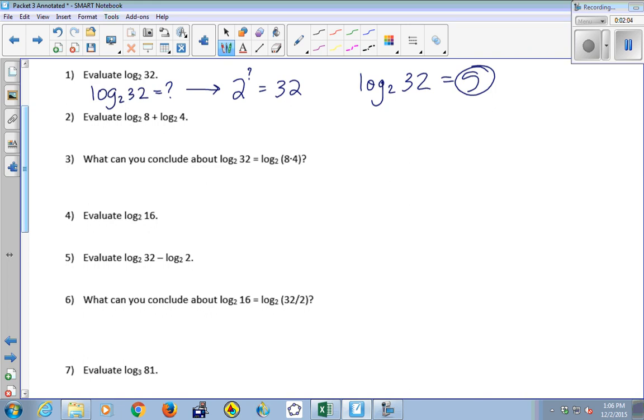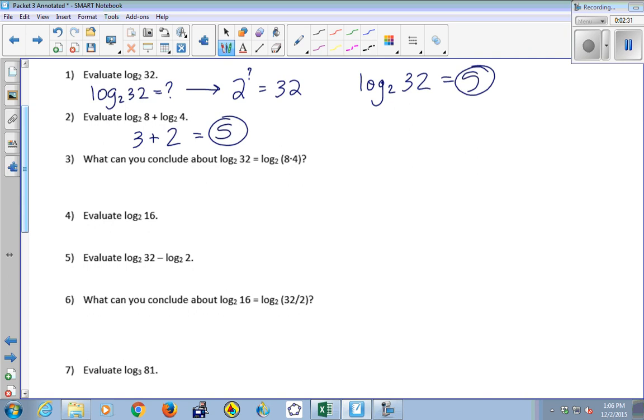All right, what's log base 2 of 8? 3, yes, because 2 to the third gives you 8, right? So log base 2 of 8 is 3. What's log base 2 of 4? 2, because 2 to the 2 gives you 4. And 3 plus 2 is 5. Okay. Now, look at your answers to 1 and 2. They're the same, right? You get 5 in both of them.